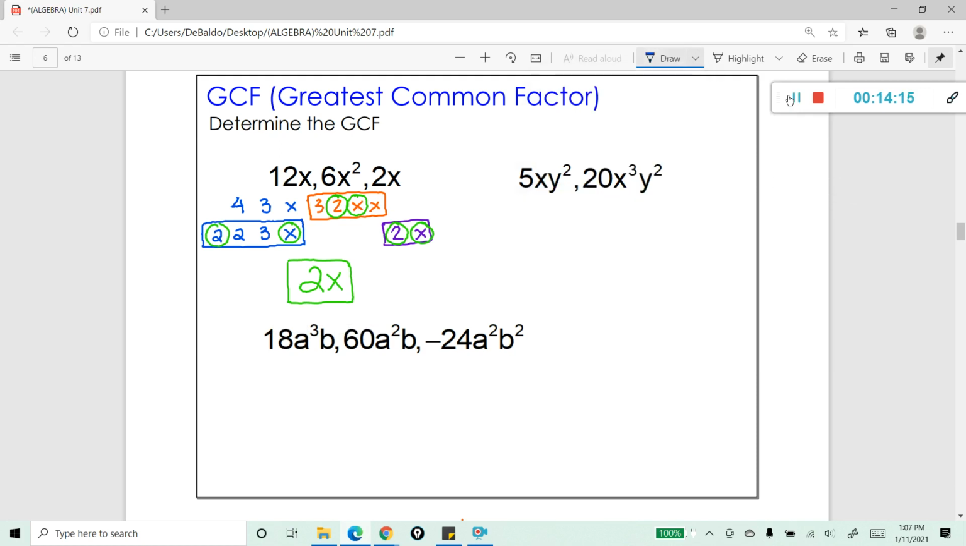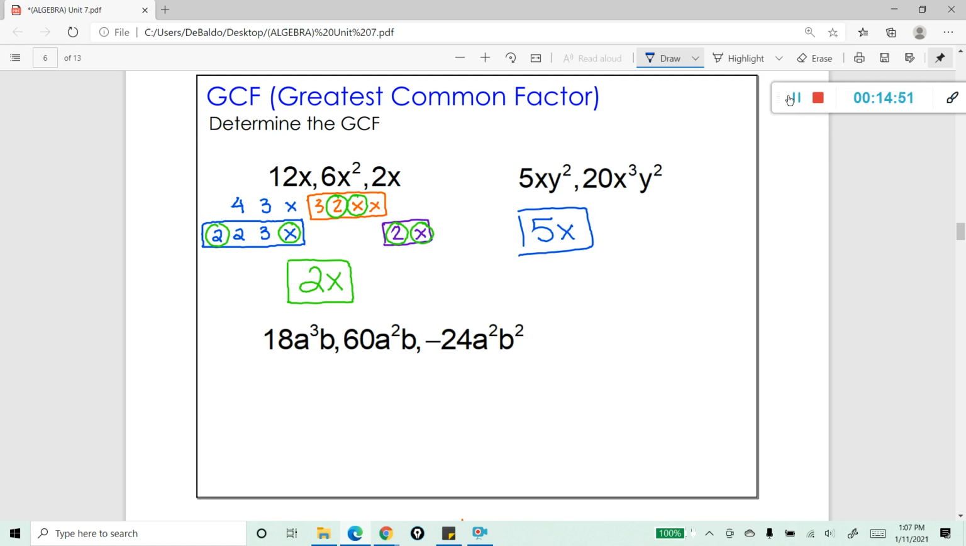I want to know what the greatest common factor is, and another way to do it is just to break it down by component. So just think about 5 and 20. The greatest common factor that goes into both of those numbers is 5. So 5 is our coefficient. Now focus your attention on the x's. Notice we have 1 x in the first term and 3 in the second term. So the greatest common amount would just be 1. So 5x would be our greatest common factor.